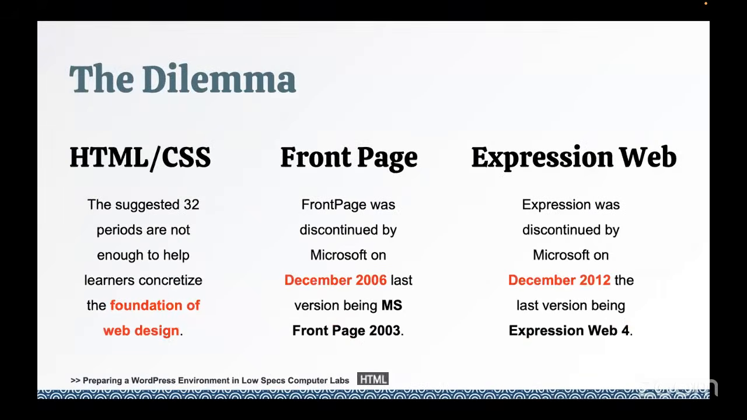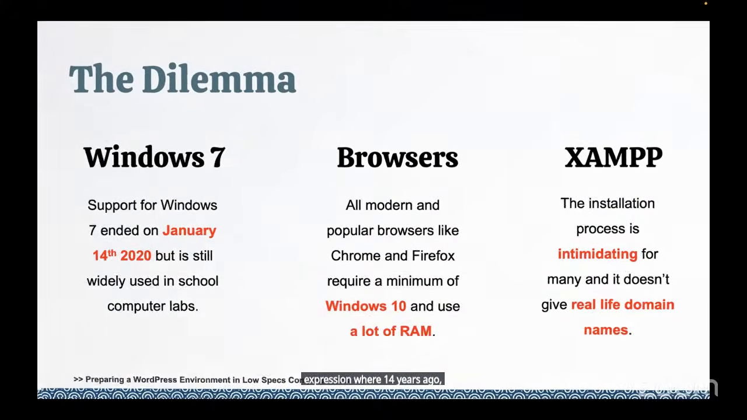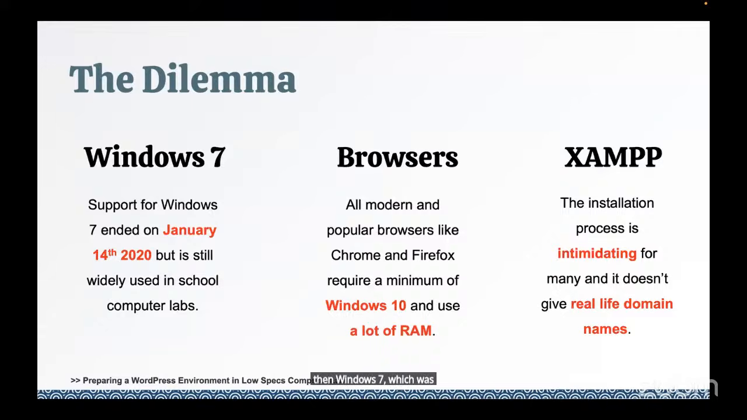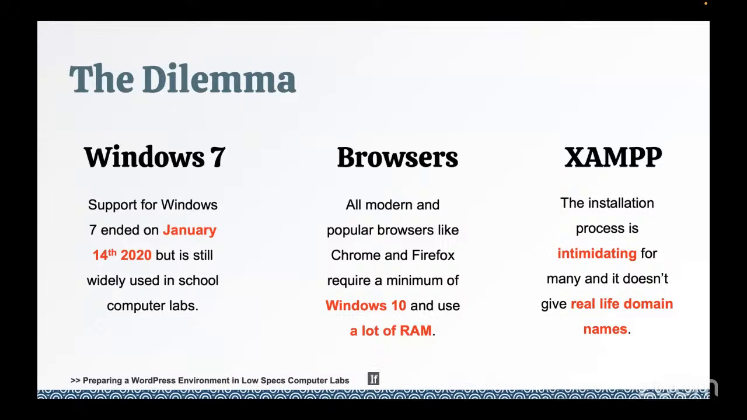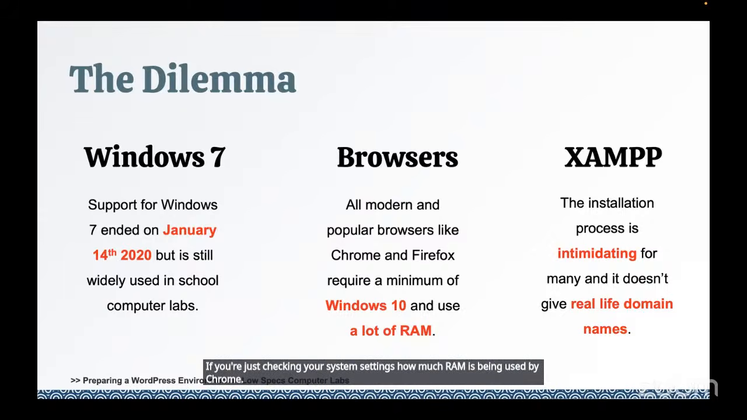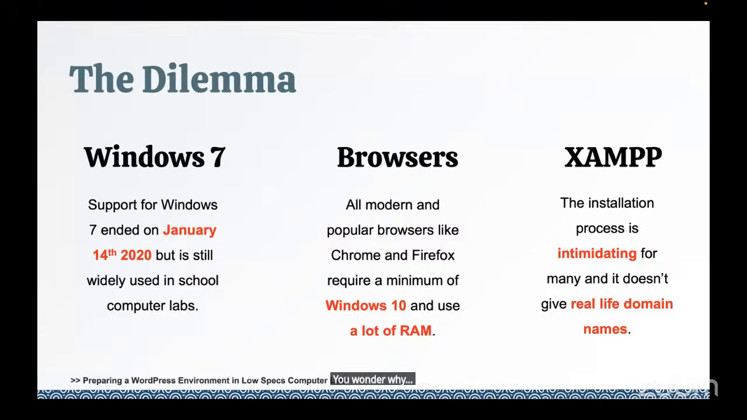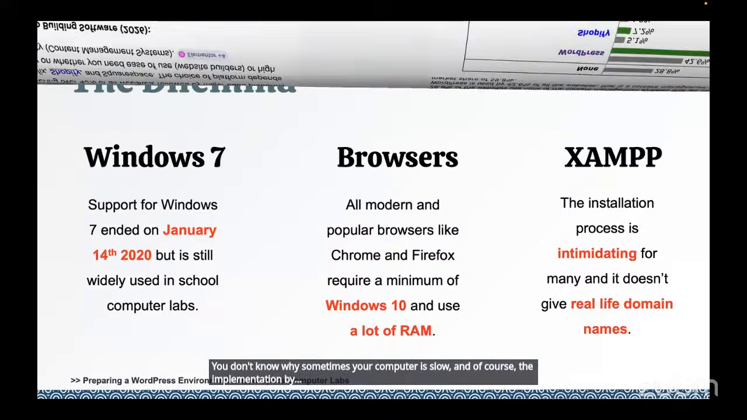HTML, CSS, within a limited time of learning. Front Page, which was discontinued 20 years ago. Expression Web, 14 years ago. Then Windows 7, which was abandoned by Microsoft. Browsers that are asking for Windows 10. And even when you have Windows 10, they are taking a lot of RAM. If you just check in your system settings how much RAM is being used by Chrome, you'll know why sometimes your computer is slow. And of course, the intimidation by XAMPP.